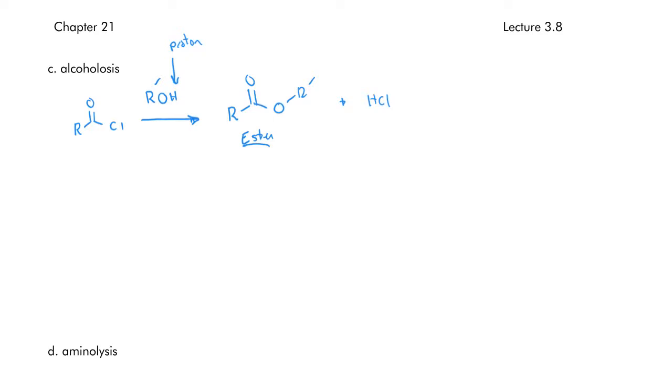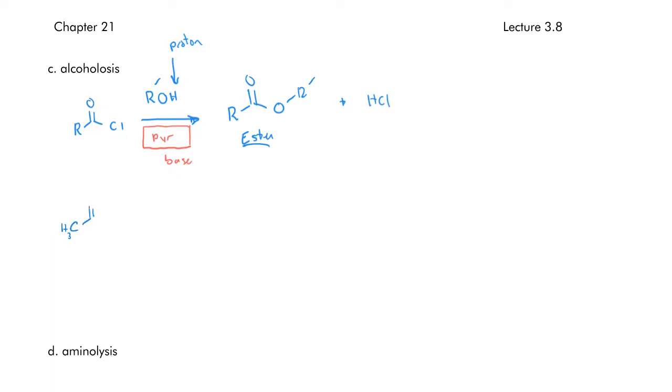So it's important in these reactions to sequester that HCl as it's formed, and for that reason we always use pyridine or triethylamine or some other amine base in the presence of this reaction. So let's take a look at a few examples.